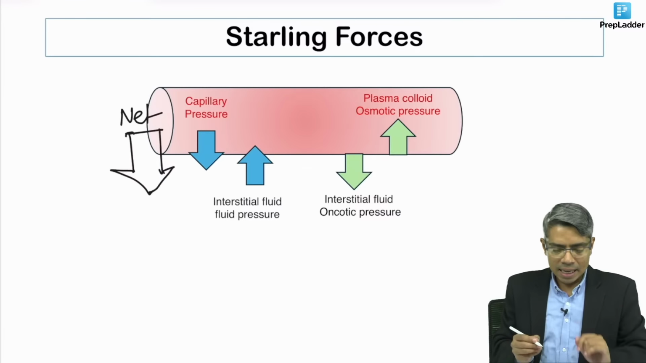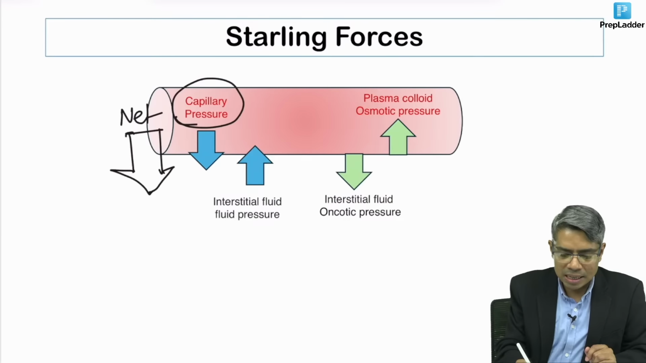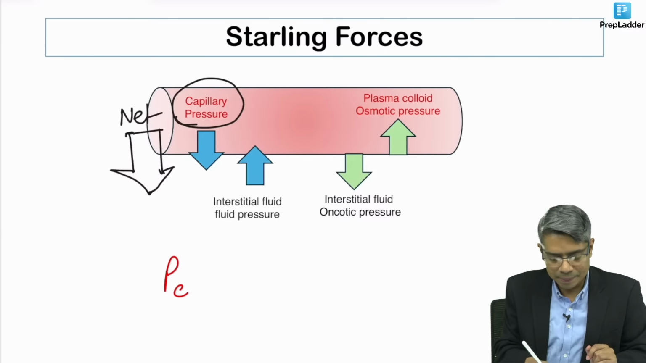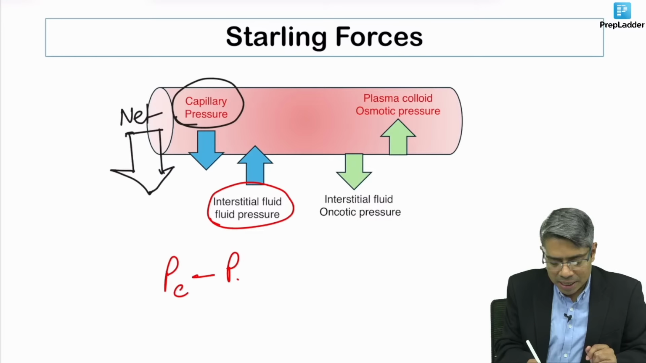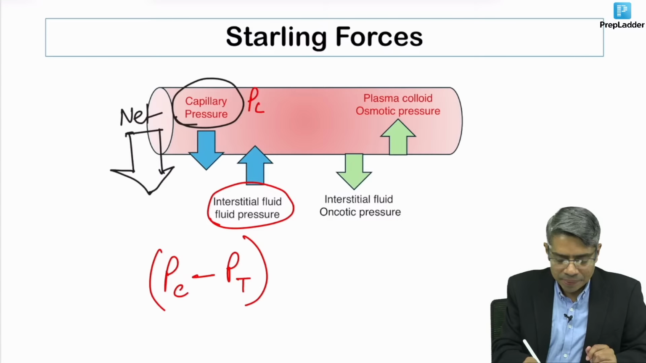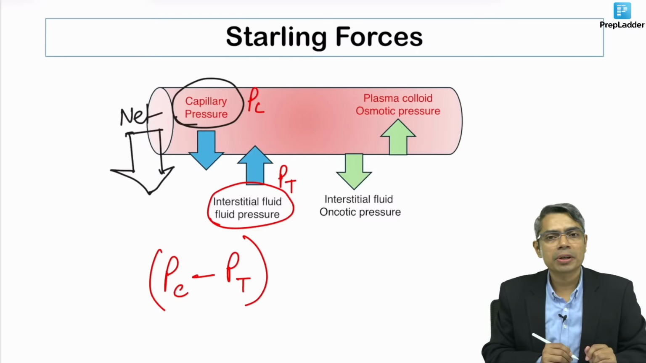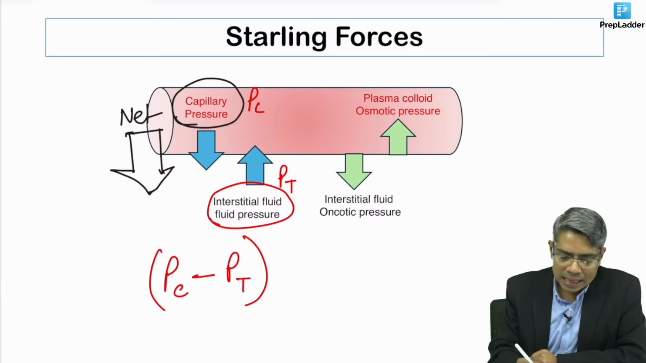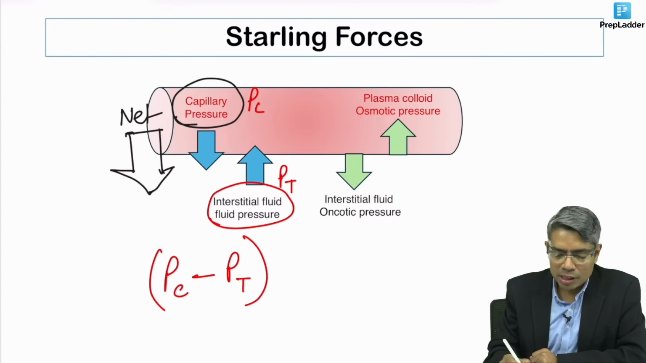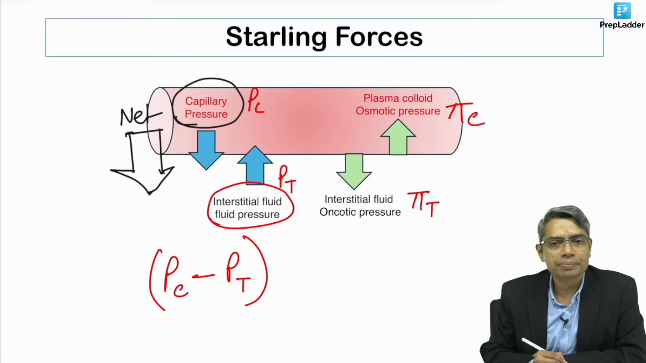I can understand that this capillary hydrostatic pressure, that is known as the hydrostatic pressure of the capillary, PC, is opposed by interstitial fluid pressure, that is PT, tissue pressure. So, this is PC, this is PT, getting my point? And then if I look at the plasma colloidal oncotic pressure, it is denoted by pi. Suppose this is pi C and this is pi T.